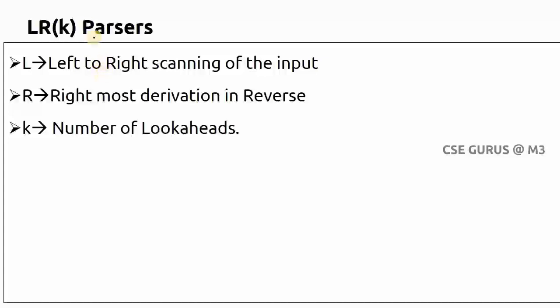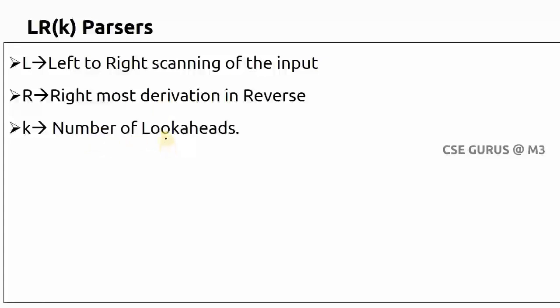So LR parsers, I call them LR of K parsers. Basically, what is the meaning of LR of K parsers? L means left to right scanning of the input, and R means rightmost derivation in reverse. Anyway, we have seen this in the concept of bottom up parsing: bottom up parsing itself goes with the rightmost derivation in reverse. So R means only the rightmost derivation in reverse, and K is the number of look aheads.